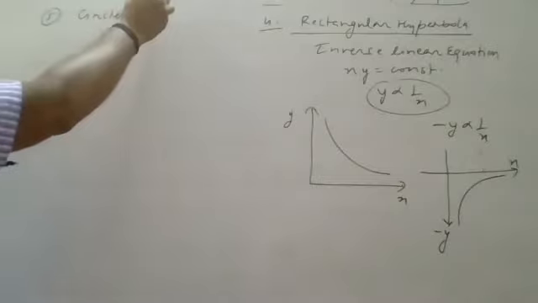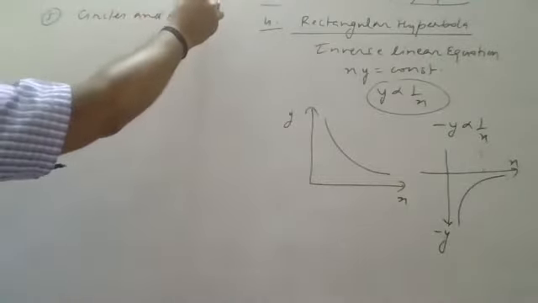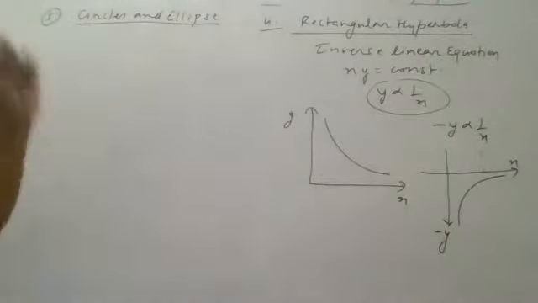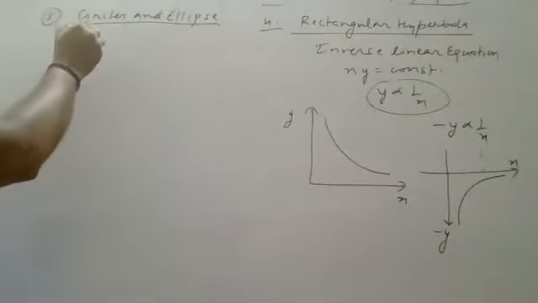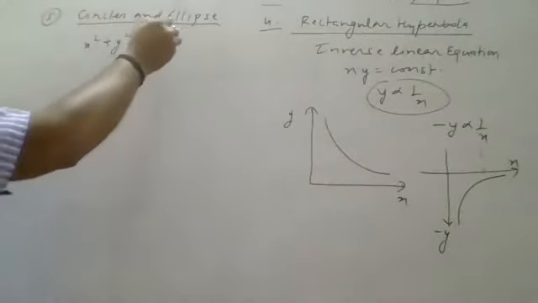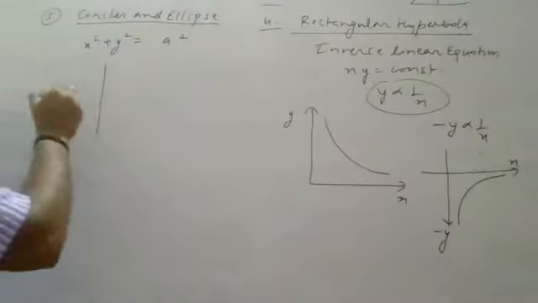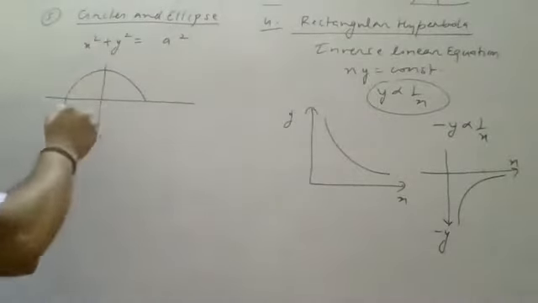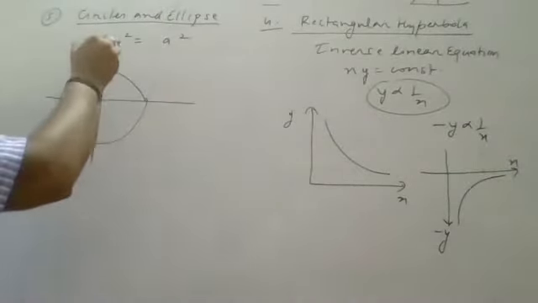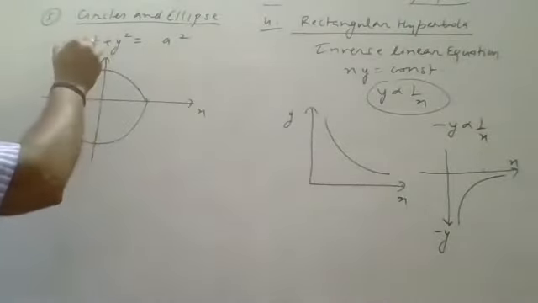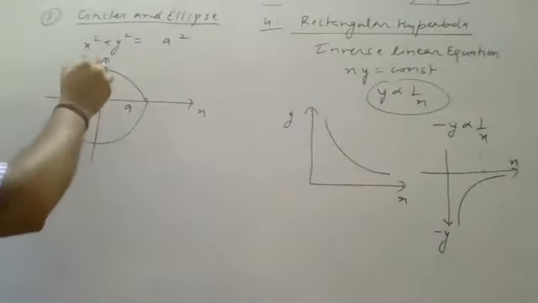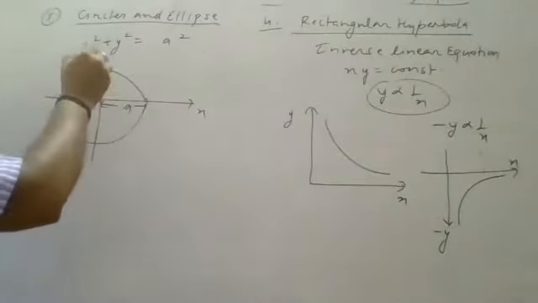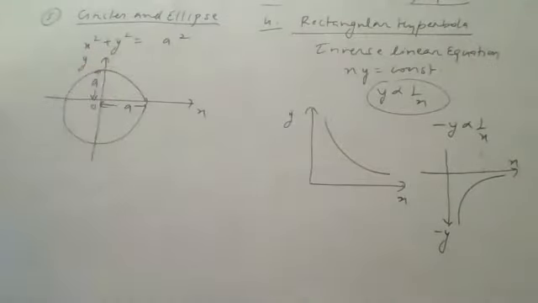Now, fifth one. If I'm going for circles and ellipse, first I'm going for the equation of circle. The equation of circle is what? x square plus y square is equal to a square. That means you have to plot the graph in this manner. This is x, this is y, this is a, and this is also a. This distance is a and this distance is also a. Then it is your circle.